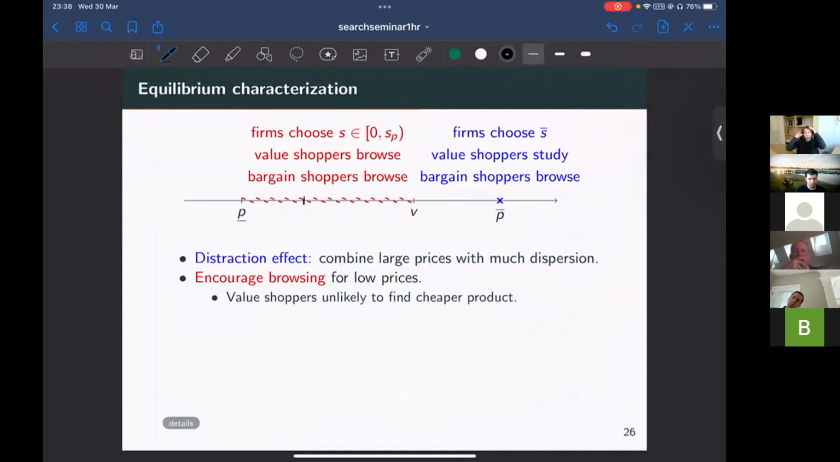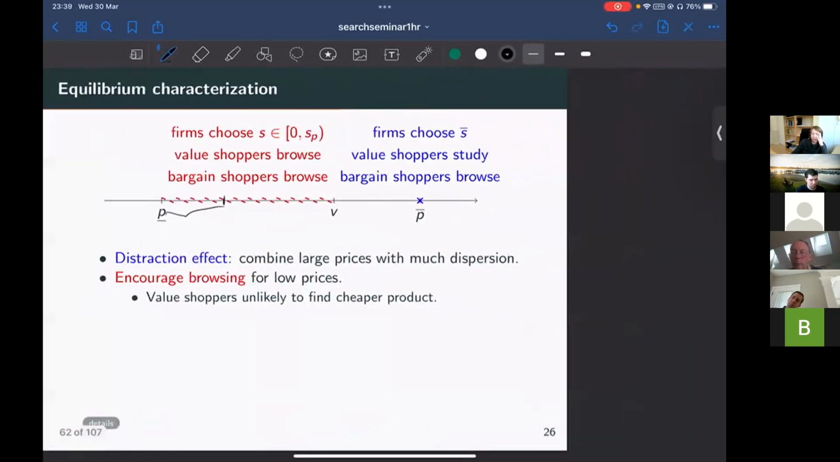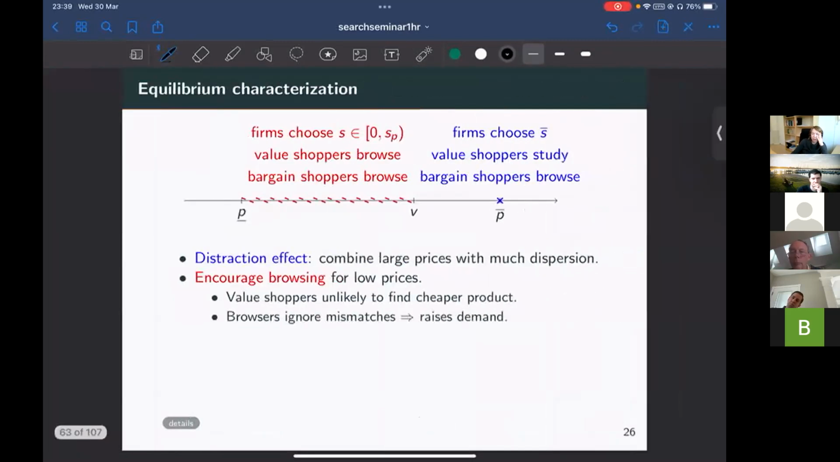Because let's say the price is here, there's only this probability that price is cheaper. So firms have incentive to encourage browsing. And also, when value shoppers browse, they will ignore mismatch. I mean, they do not have any information. So that would raise demand.